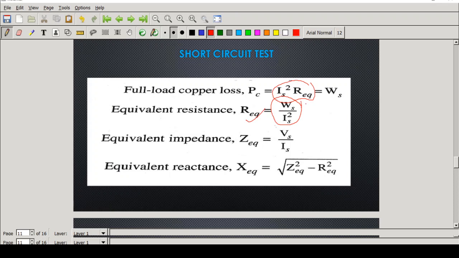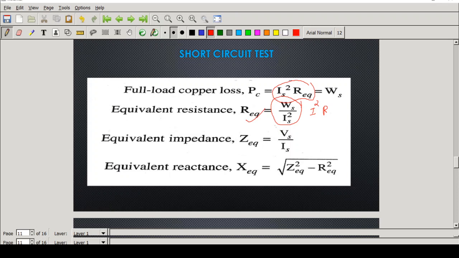Because copper loss is basically I squared R loss. That you always have to remember. Copper loss is I squared R loss. So from this we can find the equivalent resistance. One very important thing: this equivalent resistance includes the resistance of both primary as well as secondary. And it depends on which is the high voltage side, because we are connecting all the measuring instruments on the high voltage side. It depends on the rating of the transformer. Suppose if the primary is the high voltage side, then this resistance, reactance, everything will be referred to the primary side.